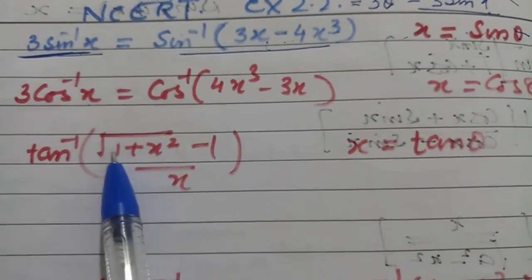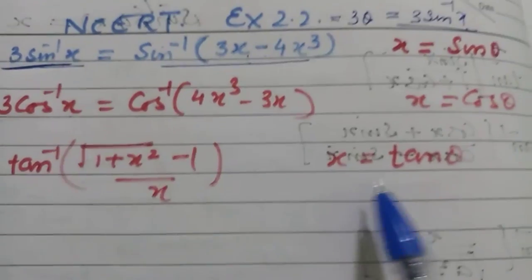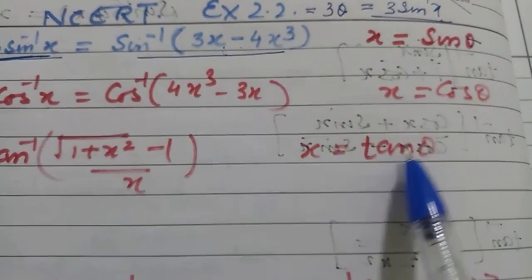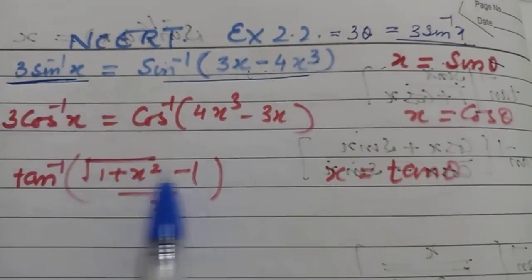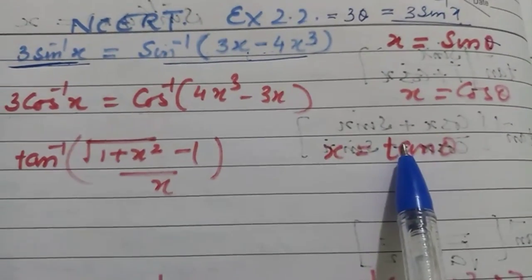For this, under root 1 plus x square is coming. Now there are two choices. We can substitute x either with tan or with cot. One gives easier calculation, the other may be a bit difficult.